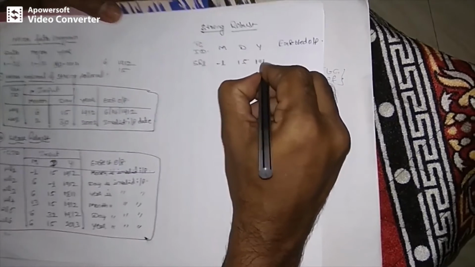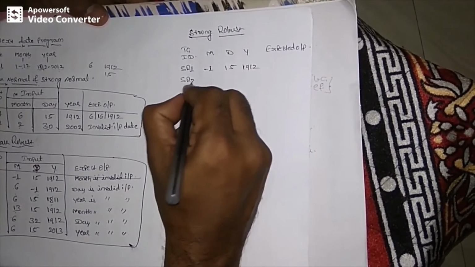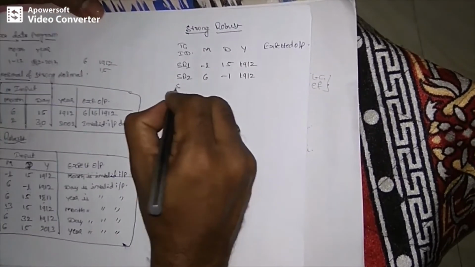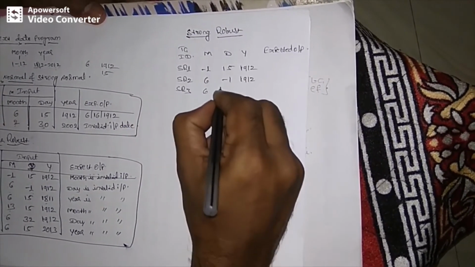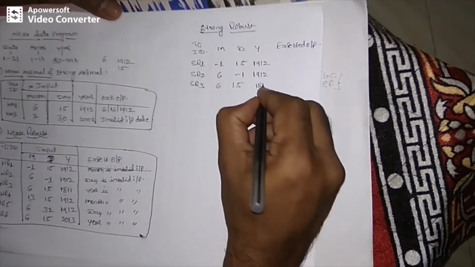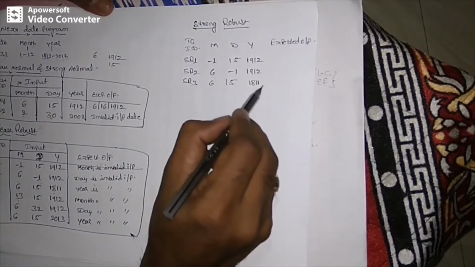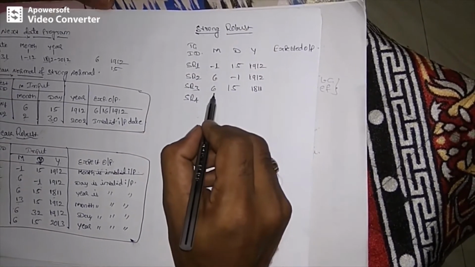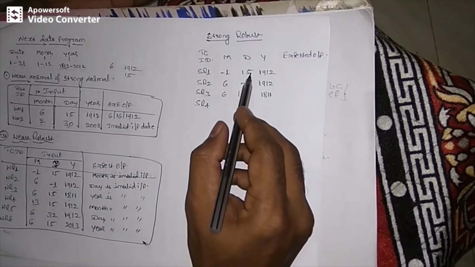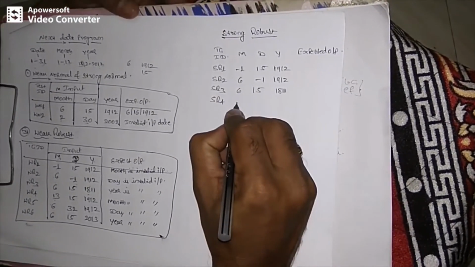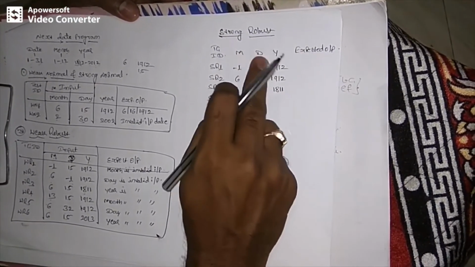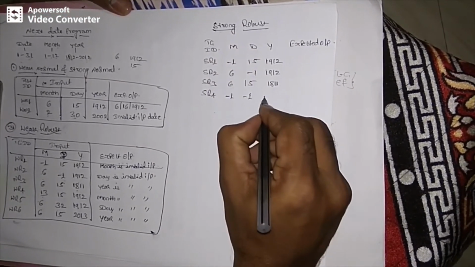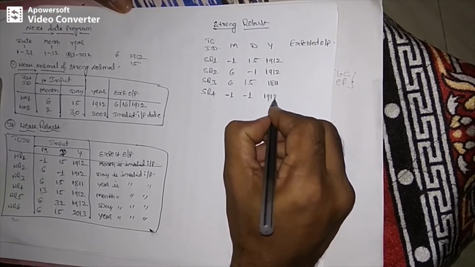SR1: 6, 15, 1912. SR2: 6, -1, 1912. SR3: 6, 15, 1811. Okay, now single fault assumption is over. Then it needs to be followed by multiple fault assumption. Multiple fault assumption means two or more inputs can be invalid. So first I will make these two invalid, so these become -1, -1. What about this? This should be nominal.